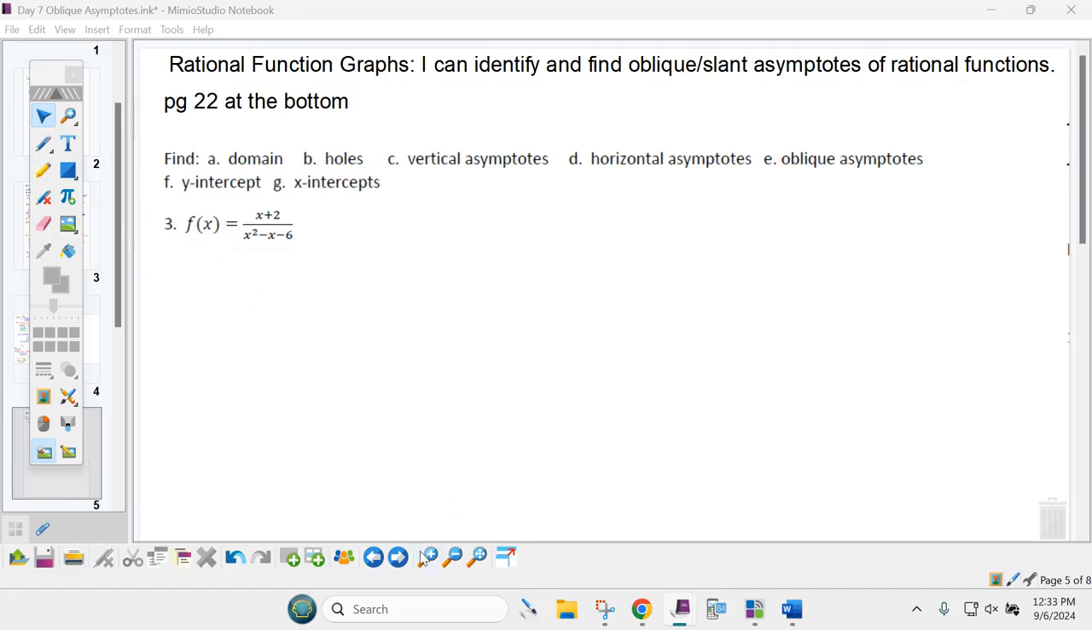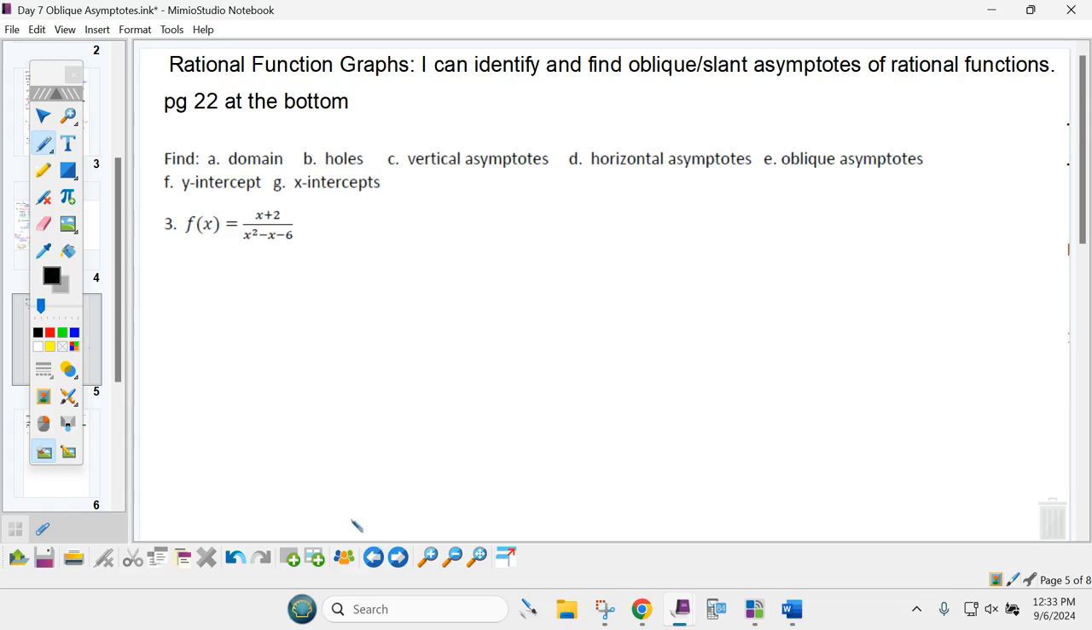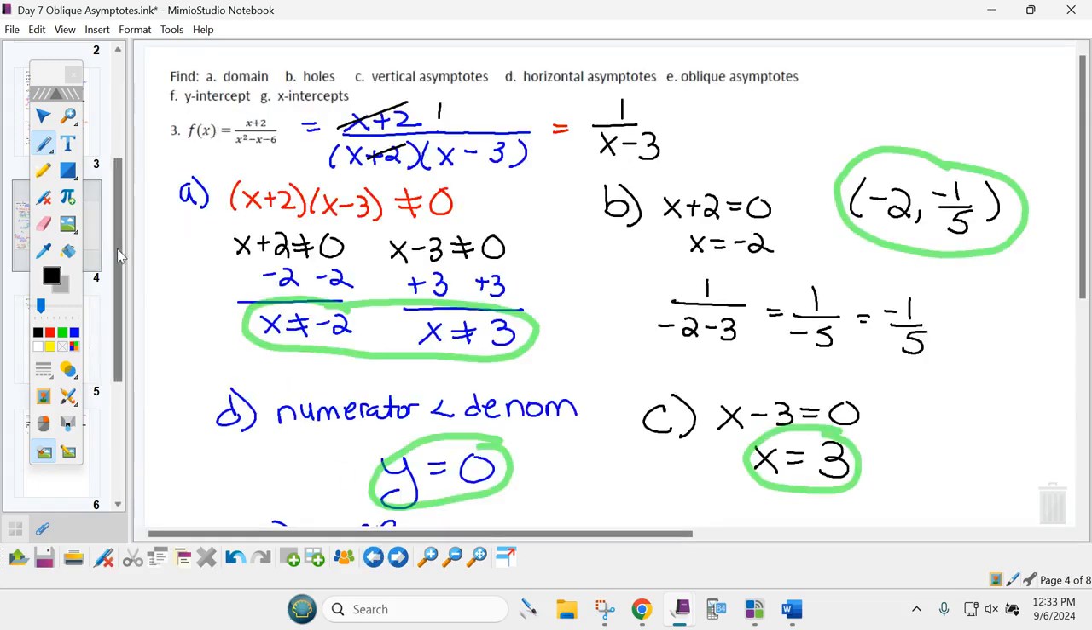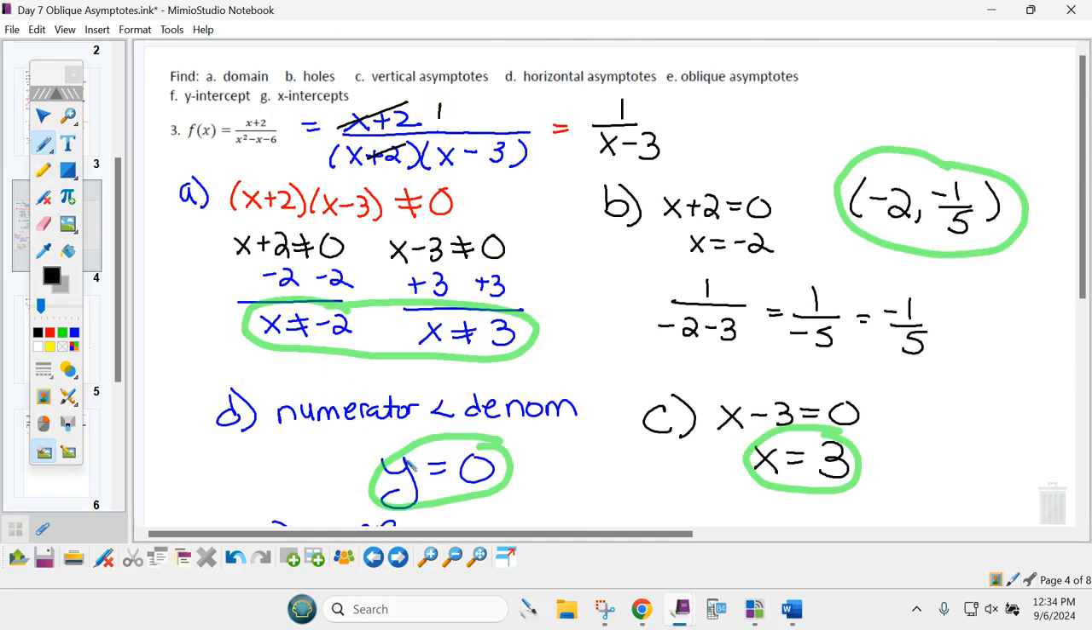Your job now, oh, I just did that one. Oh, of course I gave myself extra room. Okay, sorry. Your job now is pages 23 and 24. Get all the properties. Oh, look at that. This has range and end behavior. We should do that for number 3. Let's do range and end behavior as well here. Okay, sorry. Scratch that, rewind, go back to 22 at the bottom.